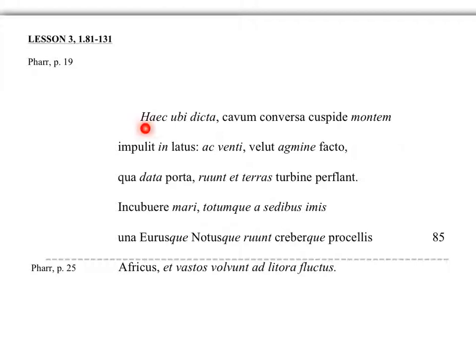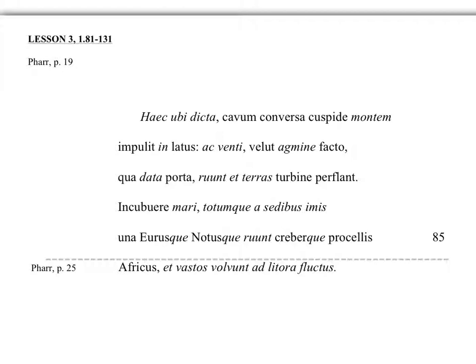So here we go. Haec ubi dicta, cavum conversa cuspide montem, impulit in latus, ac venti velut agmine facto, qua data porta ruunt, et terras turbine perflant. Now you may have noticed some alliteration in there, such as haec dicta cavum conversa cuspide, also venti velut, and some T sounds here. Data porta ruunt et terras turbine perflant. We have some nice C's, V's, and T sounds in there.